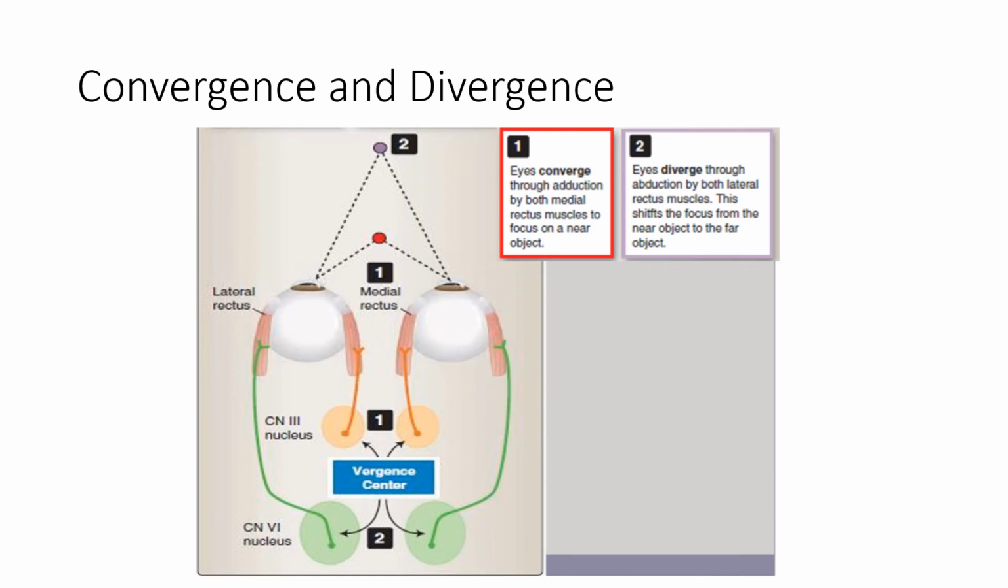We could see the picture here. So number 1, eyes converge through adduction by both medial recti muscles to focus on the near object. And then number 2, eyes diverge through the abduction of both lateral rectus muscles. This shifts the focus from the near object to the far object. And a nice little picture there to go along with it.